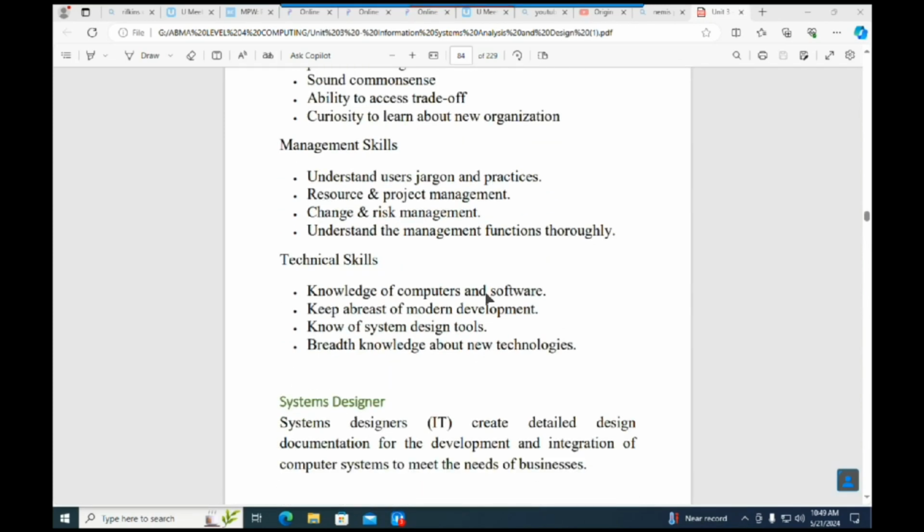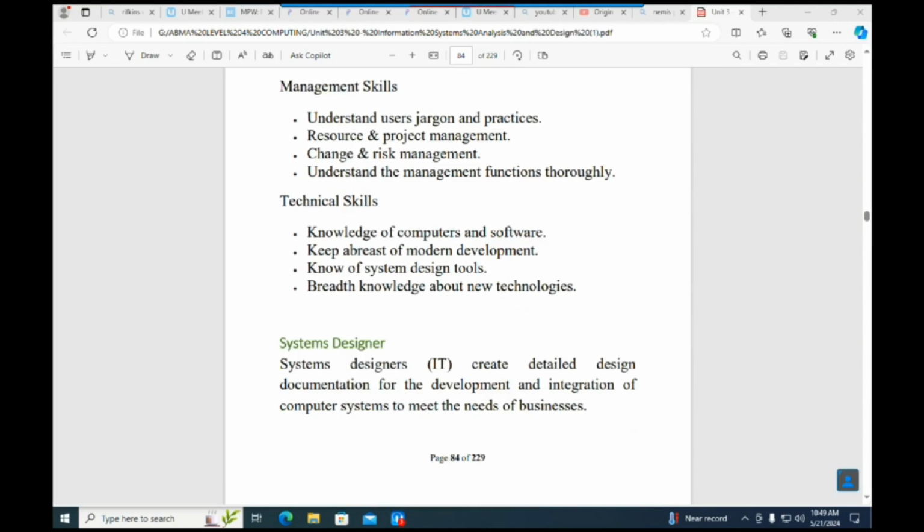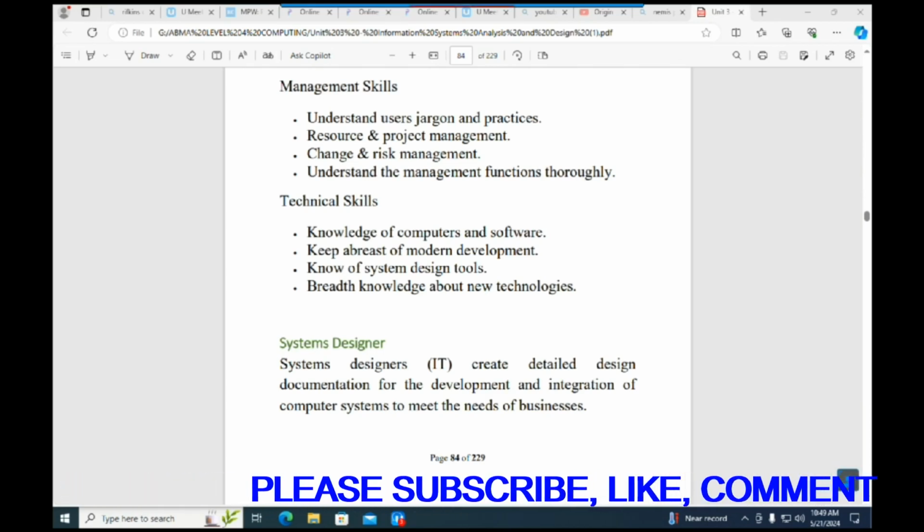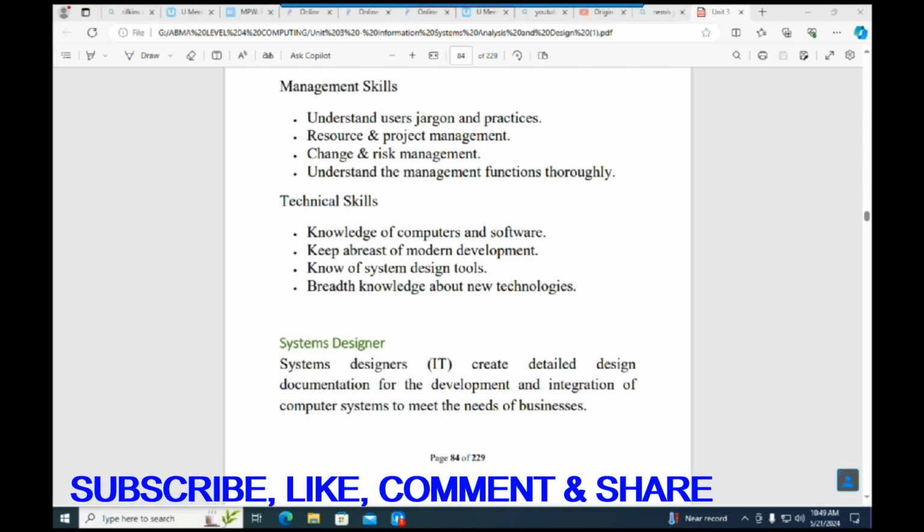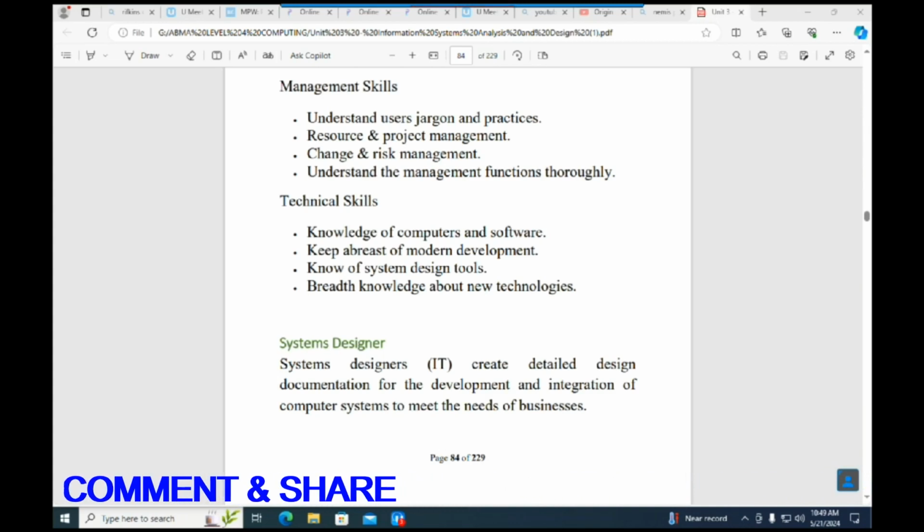So in terms of management skills, should be someone who understands user jargon and practices, someone who is very good when it comes to resource and project management, someone who is good in change and risk management, should be someone that understands the management functions thoroughly.